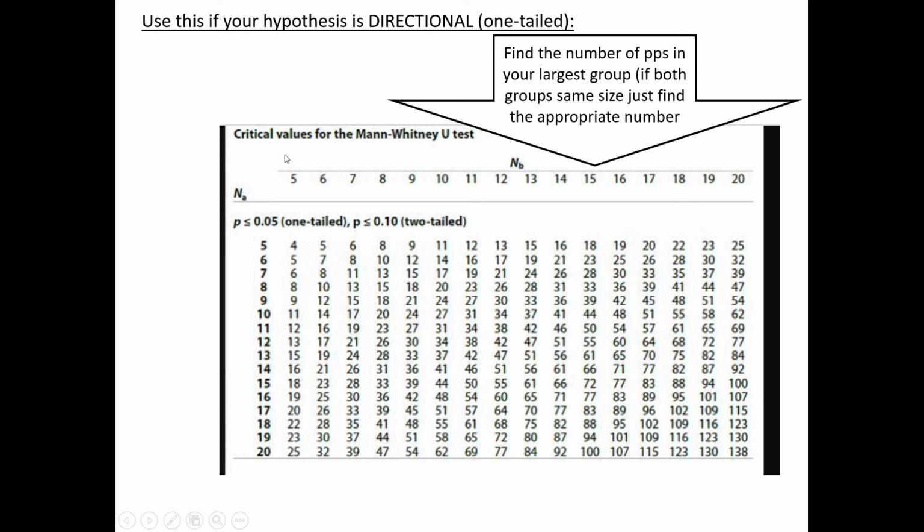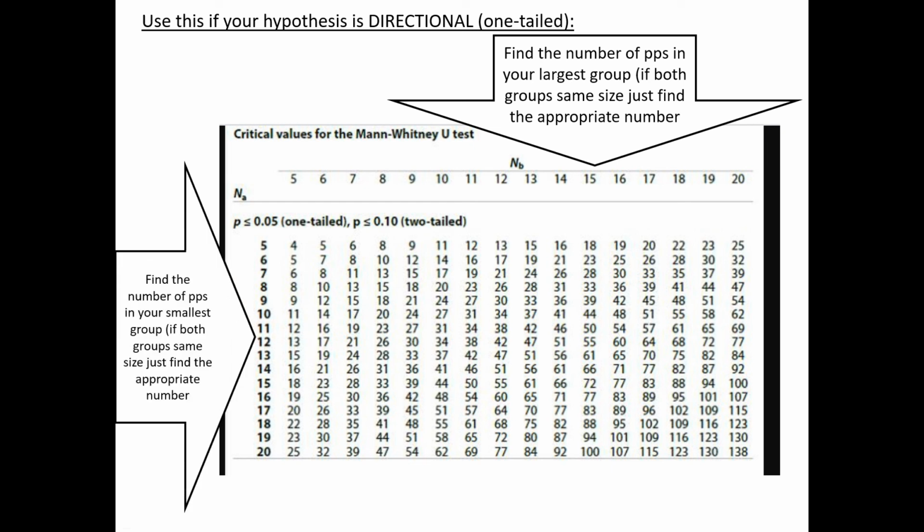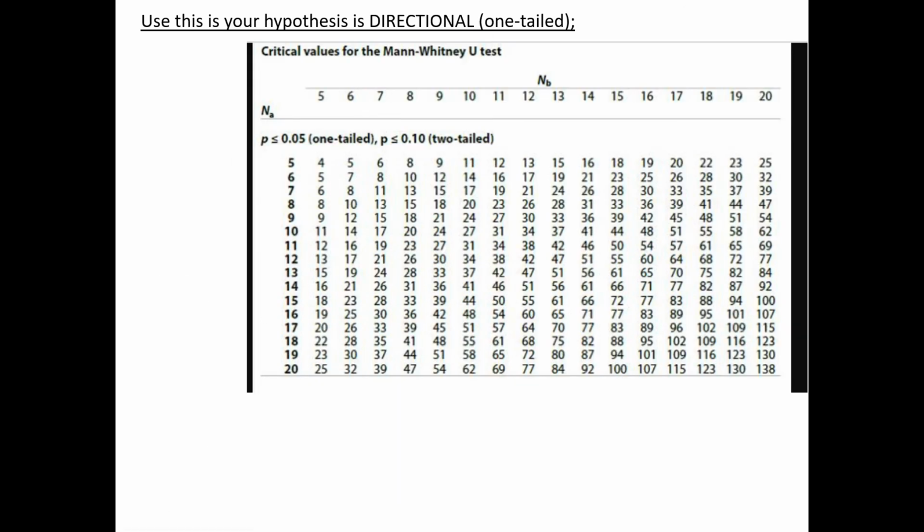Start with the largest size group, go along the top. Yeah? But if they're both the same size, they're both the same size. There's no hassle. Now we go for the number of participants in the smallest group. Again, if they're the same size, just go with it. It's not a problem at all. So you can see how this is going, yeah? You're going to be aligning one of these numbers with one of these numbers and seeing at which point they meet, right? So let's have a look.